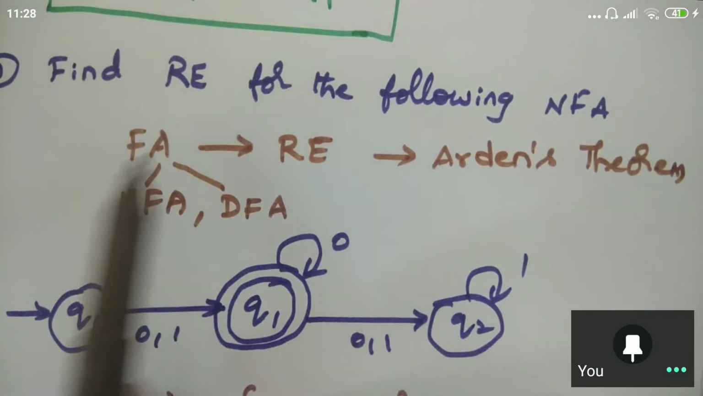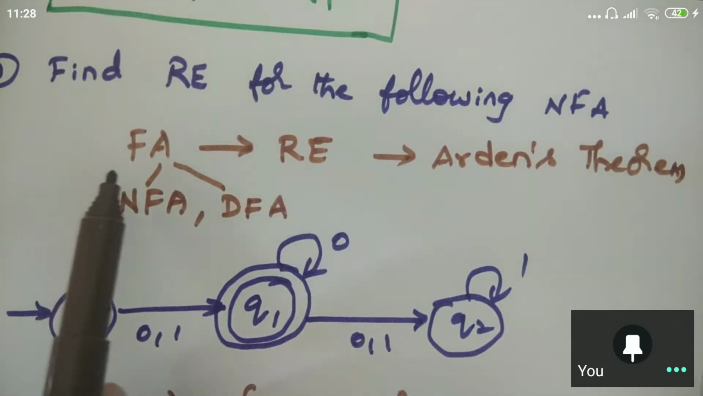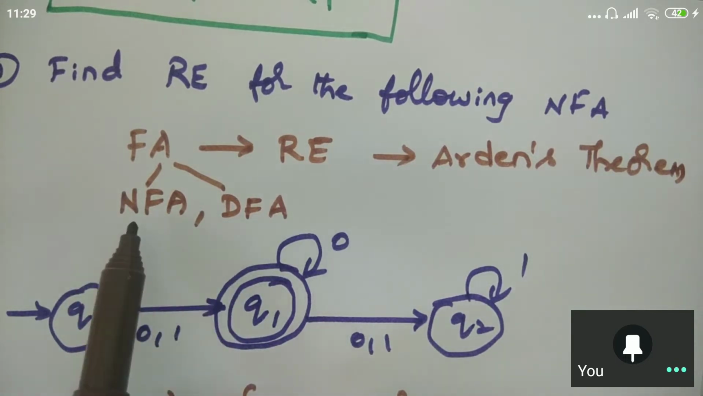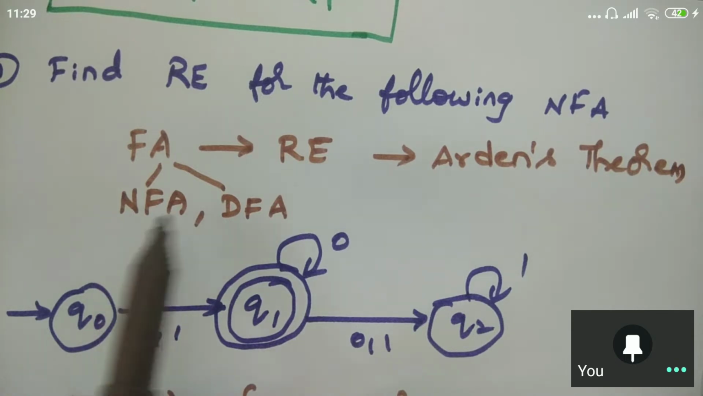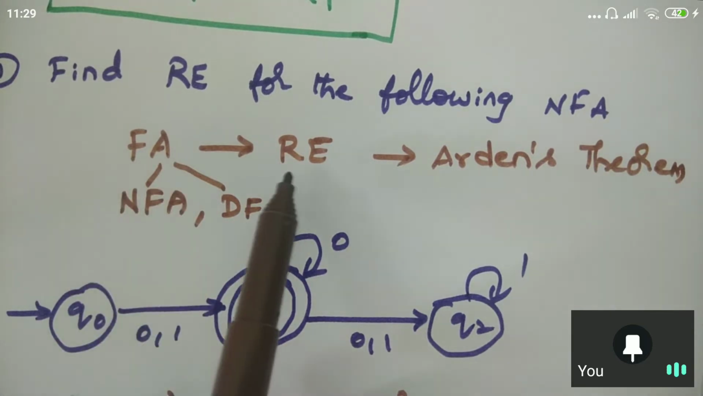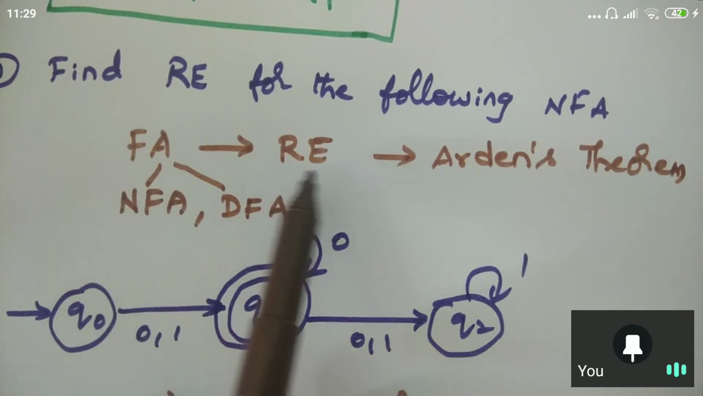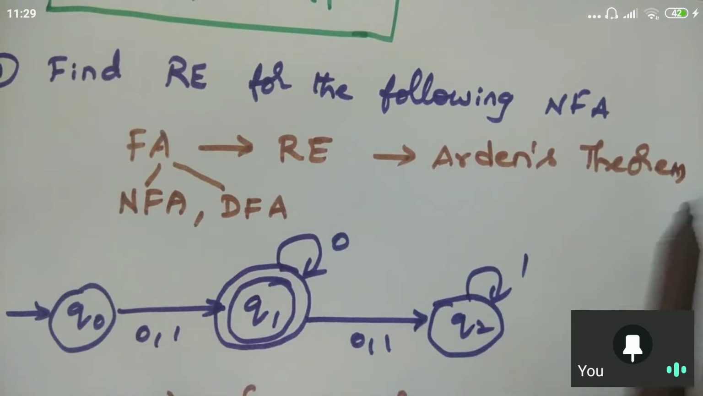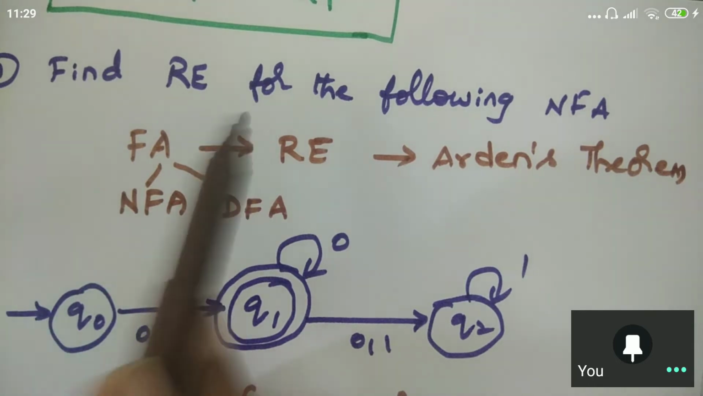So the purpose of Arden's theorem is, given a finite automaton, let the finite automaton be an NFA or a DFA. This NFA can be without epsilon or with epsilon, and it can be a DFA also. So from this finite automaton, if you want to construct a regular expression, we will be using Arden's theorem. Okay, so let us discuss one example under this.